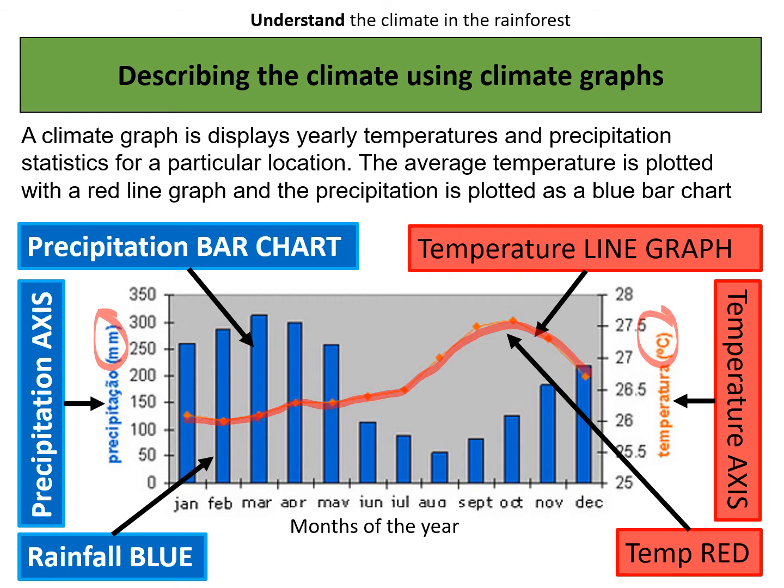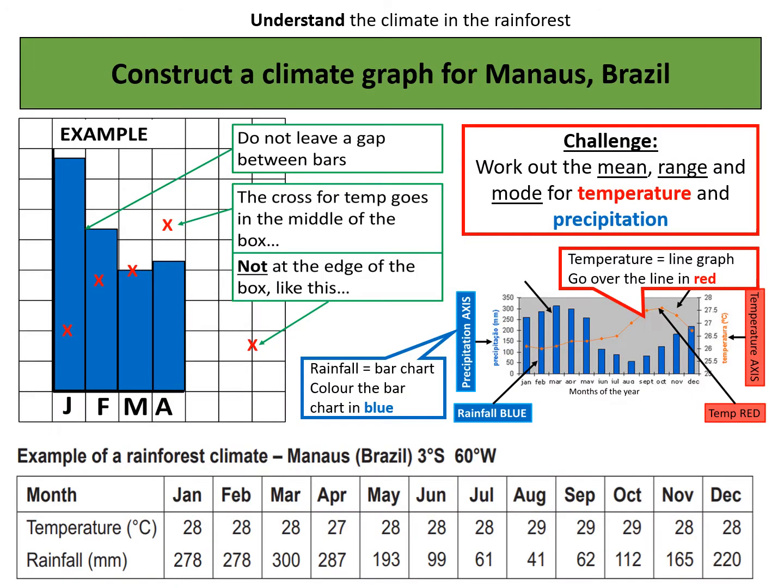So what we're going to do now is use this information to create our own climate graph. So on this slide here, we have information about Manaus, which is in Brazil. Now, Brazil is home to the largest tropical rainforest in the world, the Amazon rainforest, so we need to know a little bit more about the climate in this location.